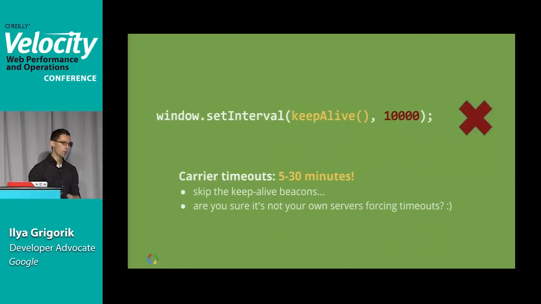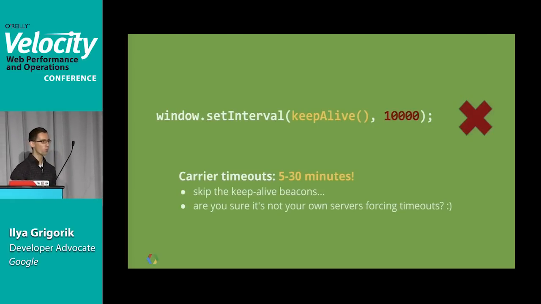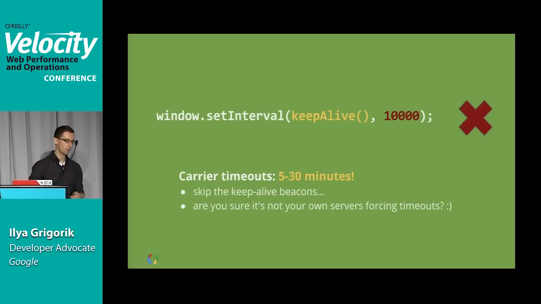within the carrier network. And in fact, for carriers, the typical timeouts are anywhere between 5 to 30 minutes, right? Most of the time, based on my own experience, if you have a connection that is timing out in less than 5 minutes, it's probably your own infrastructure, like your own proxy server or something else, that is terminating these connections prematurely. So investigate that.